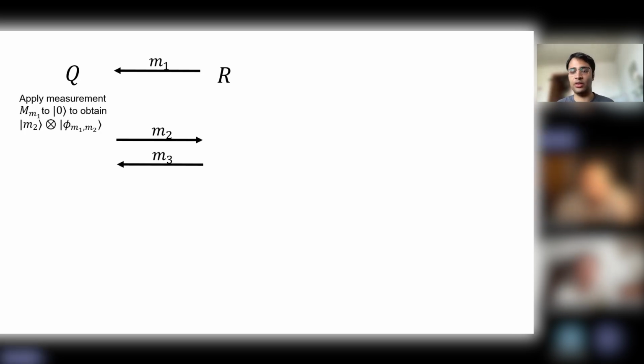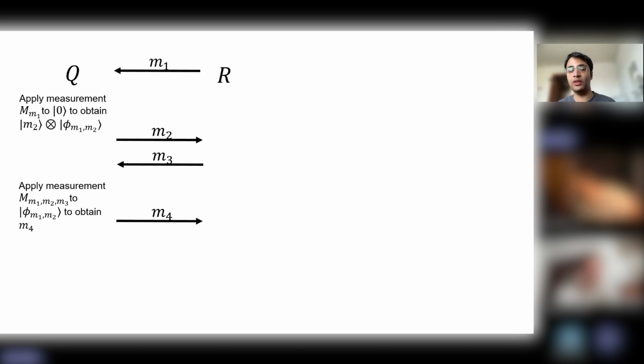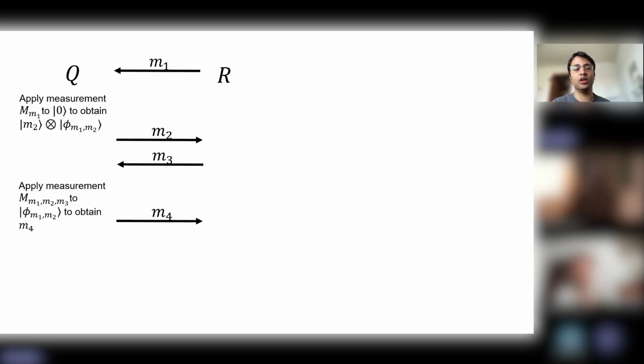Then it is going to send over M2, R is going to send M3, and now again, to obtain the fourth message, you will apply a measurement, which depends on the whole transcript so far, to the internal state, the leftover residual state phi M1 M2. You will apply this measurement, obtain M4, and send over M4. So R can use this quantum prover to get M1, M2, M3, M4 using these measurements.